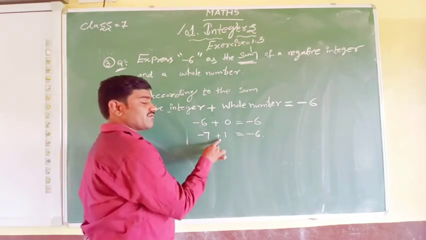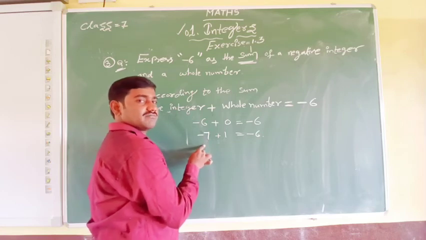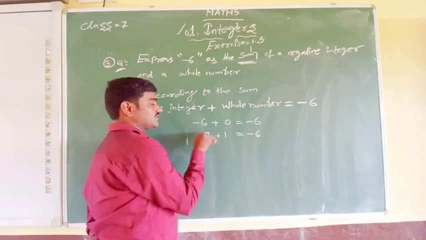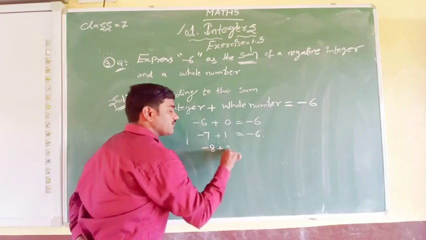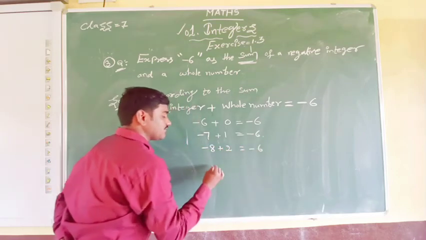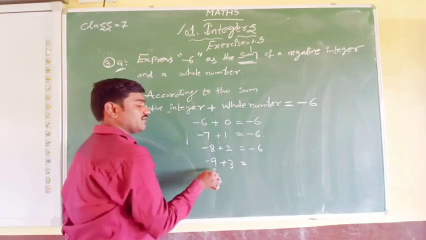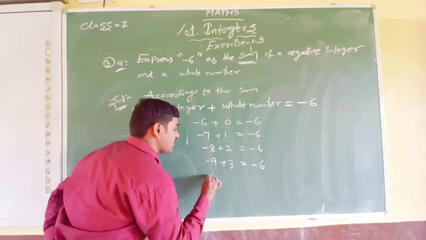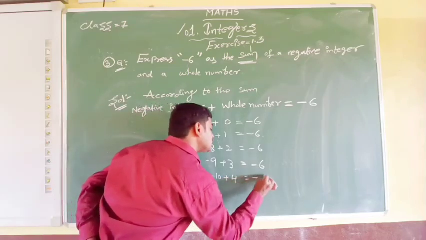Here there is one negative number and one positive number. Subtract: 7 minus 1 is 6. The greater number is 7 and its symbol is minus, so we get minus 6. Similarly, you can go like this: minus 8 plus 2 equals minus 6, or minus 9 plus 3, that is 3 minus 9, which is minus 6, or minus 10 plus 4 also equals minus 6.